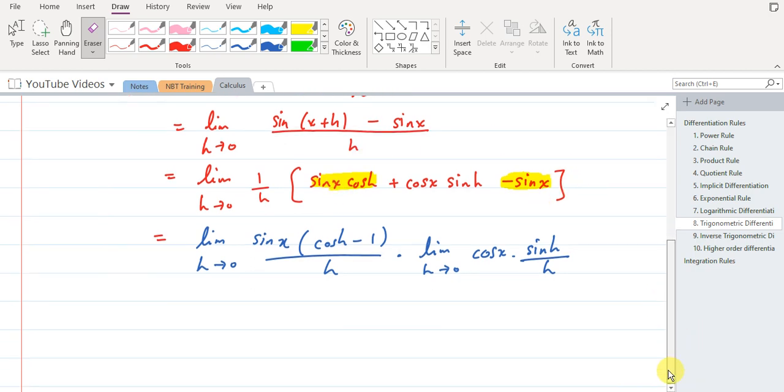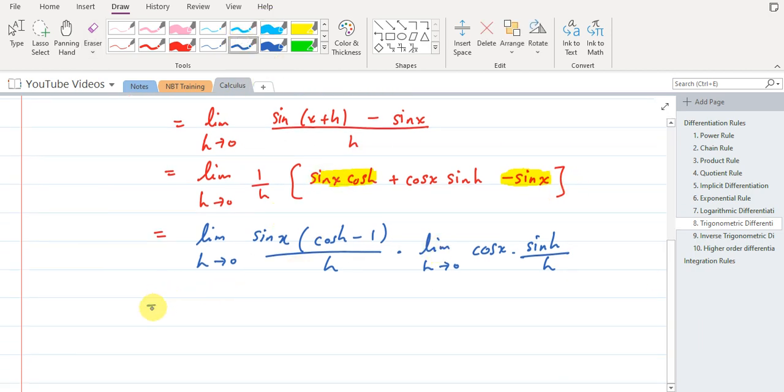Anyways, remember the function is in terms of h. As h approaches 0, sin x is a constant, so sin x times the limit as h approaches 0 of cos h minus 1 over h. If you pronounce it as cos, then that becomes a hyperbolic function, but it's not, it's just cos h minus 1 all over h, plus. It's supposed to be a plus here, not a times.